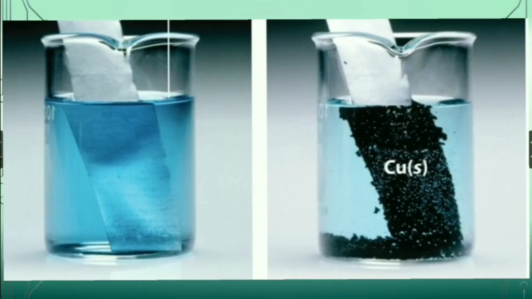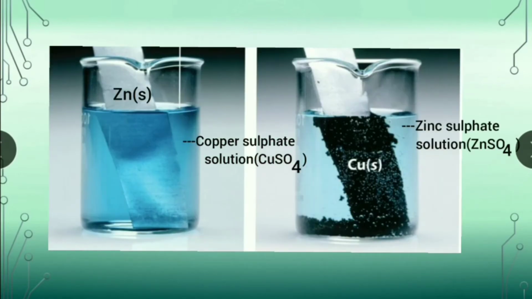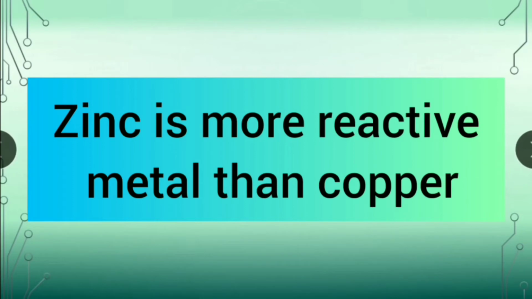The blue color of copper sulfate solution gradually disappeared due to the formation of colorless zinc sulfate solution. The copper metal which is formed in this displacement reaction deposits on the zinc strip in the form of a red-brown coating. In this displacement reaction, zinc metal displaces copper metal from copper sulfate solution. This displacement reaction between zinc and copper sulfate solution occurs because zinc is more reactive than copper.